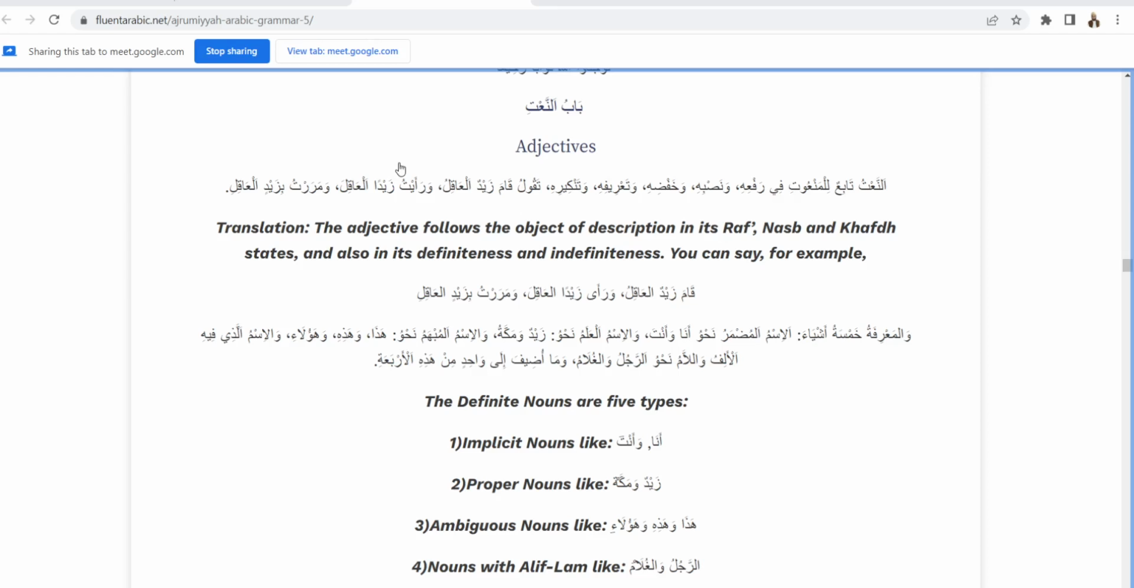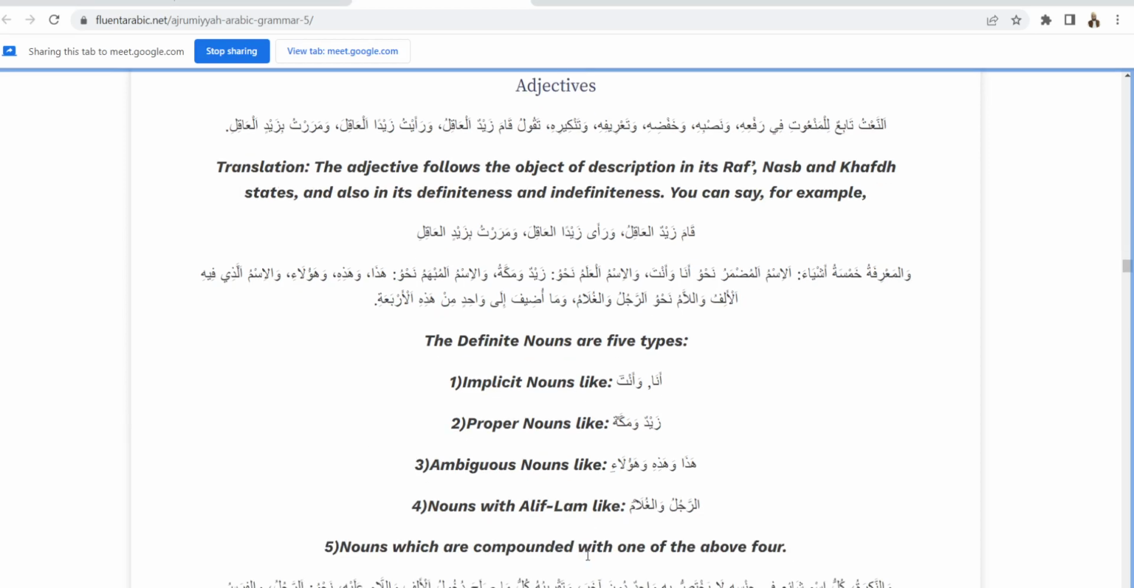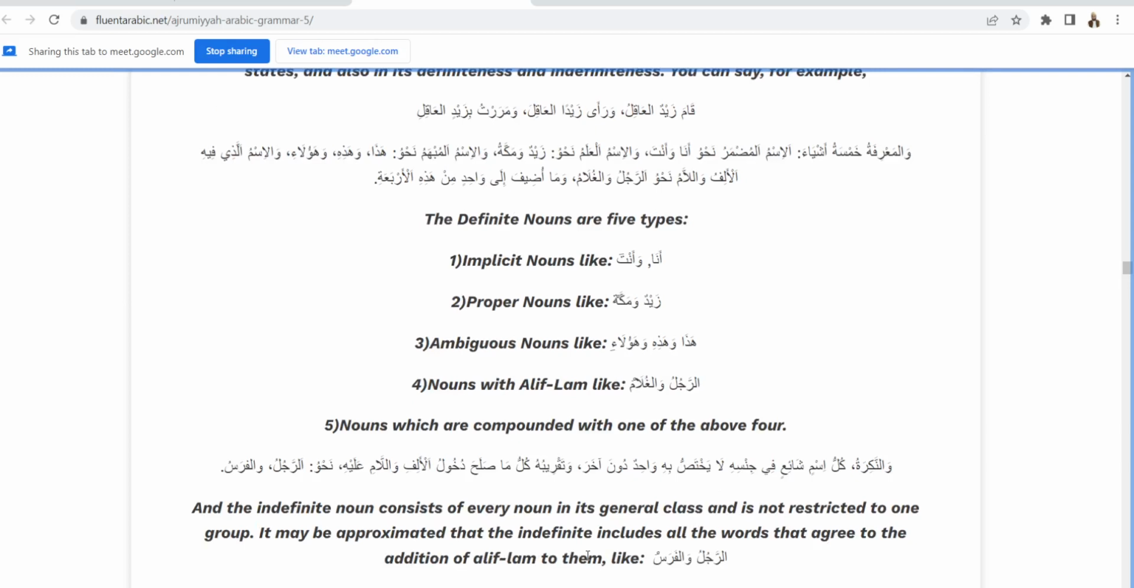Translation: the adjective follows the object of description in its raf', nasb, and khafd states, and also in being definite and indefinite. You can say, for example, قام زيد العاقل، ورأيت زيدا العاقل، ومررت بزيد العاقل.